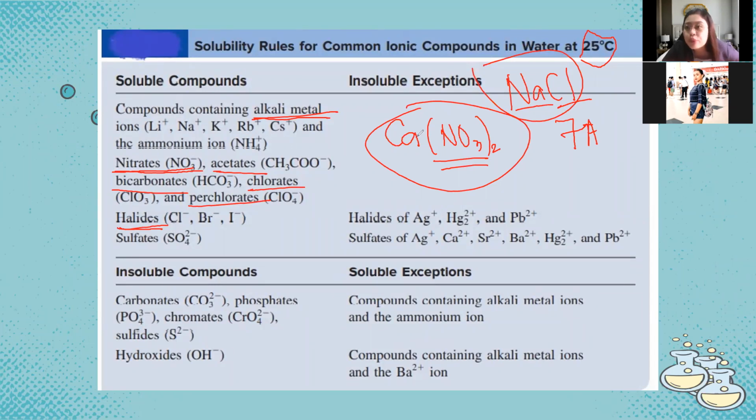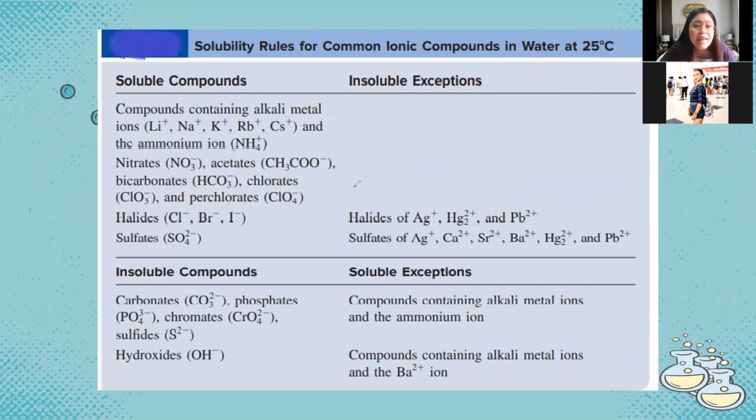Kasi dalawang component talaga niya ay considered soluble sa water. And then the sulfates also are considered soluble. Silang lahat madedissolve sa water. Meron lang tayong exceptions sa rules natin. For halides, kapag ang partner ng halides ay silver, mercury, or lead, hindi na siya soluble sa water. So anong ibig sabihin ko dyan?